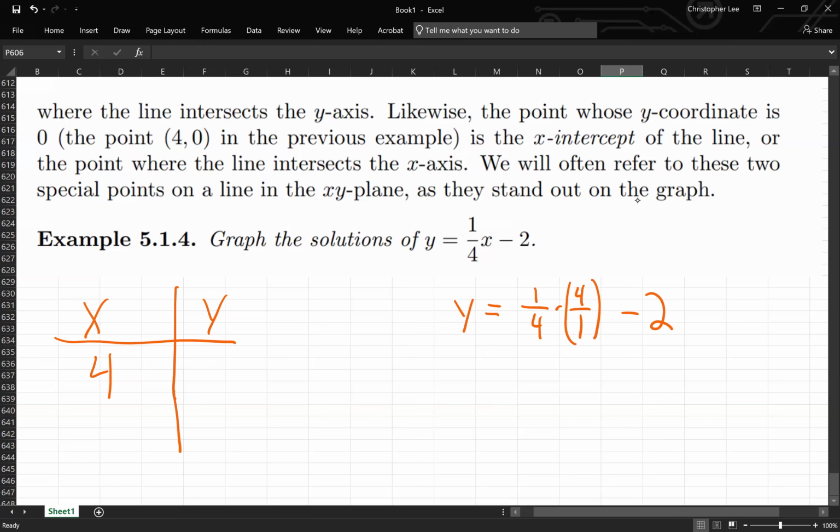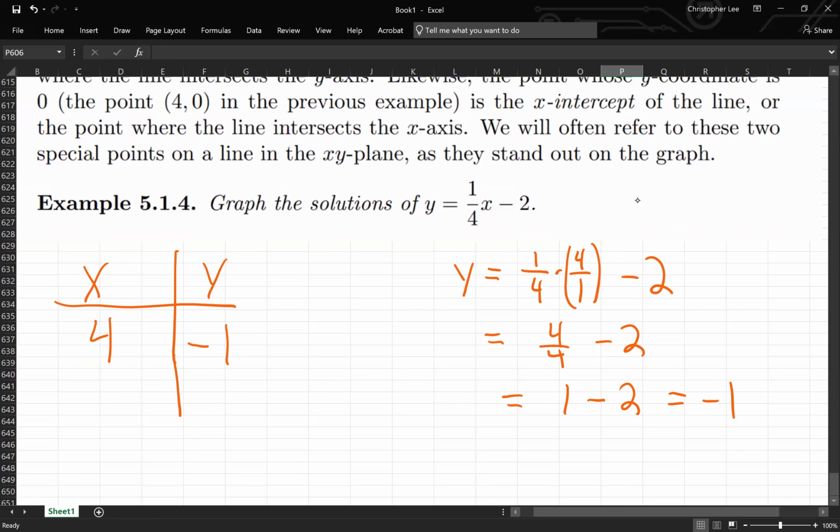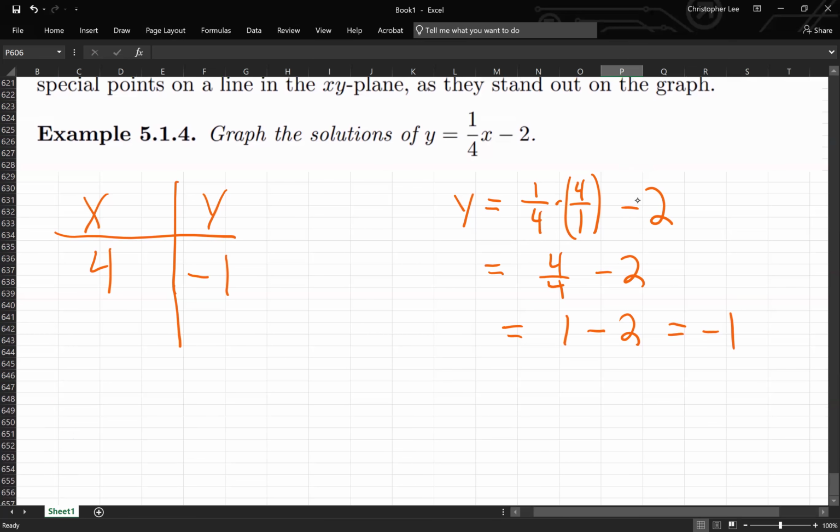So what's 1 over 4 times 4 over 1? It becomes 4 over 4, which becomes 1, minus 2, negative 1. Right? That's the reason why I picked the denominator. Give me another value to plug in.